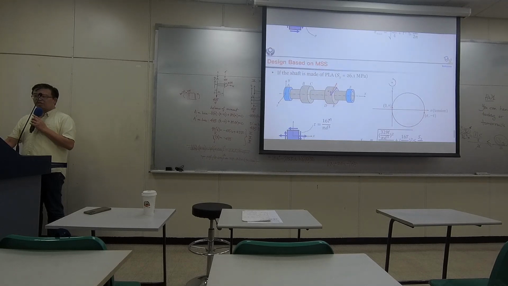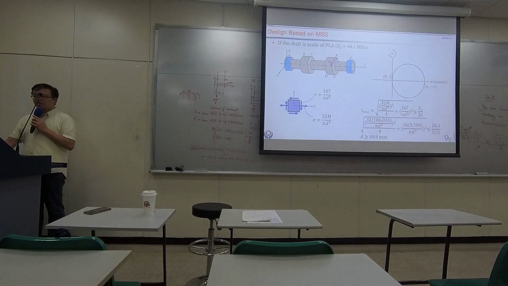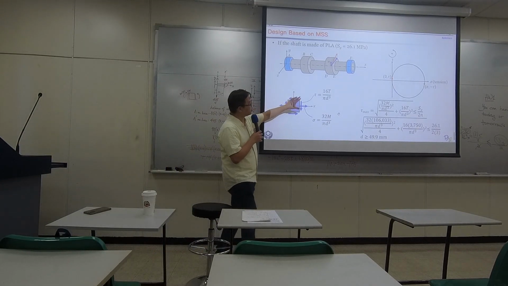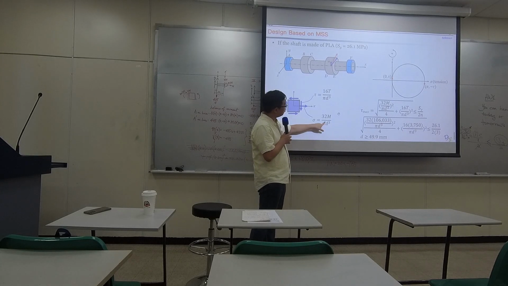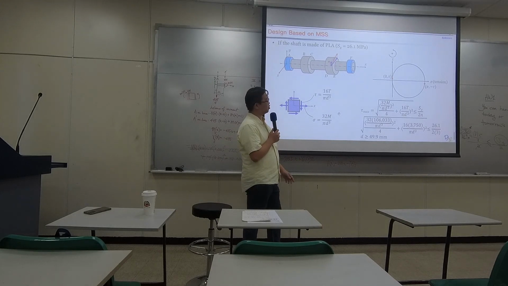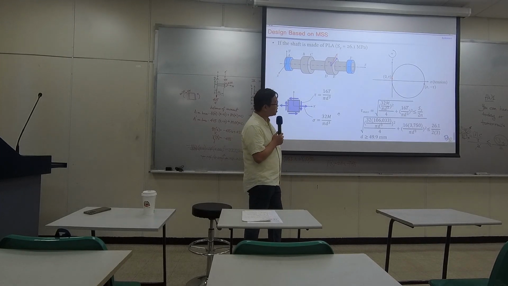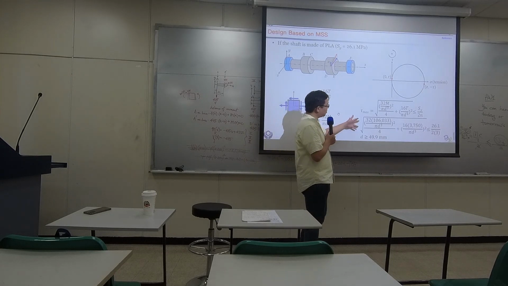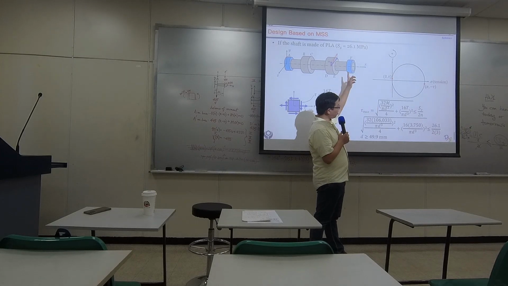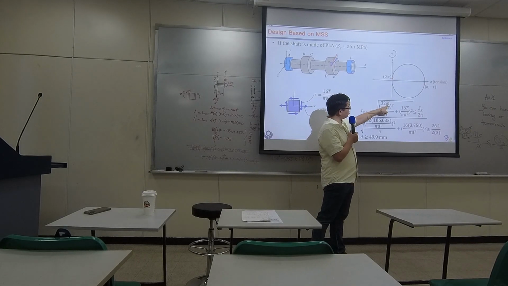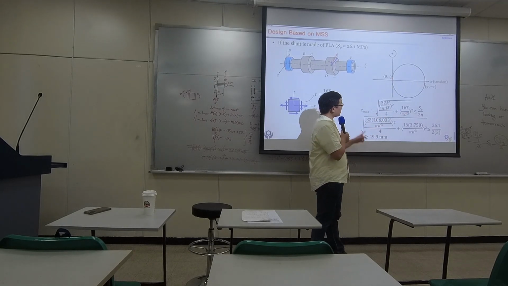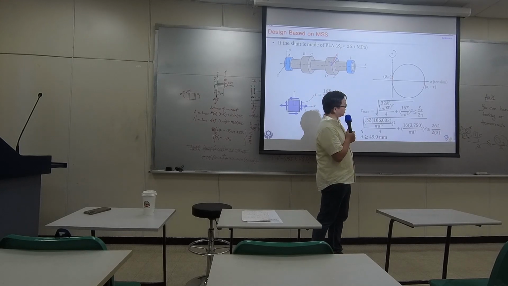Okay, and what you can do next is to plug in your stress equations, the 32M over pi d cubed and 16T over pi d cubed, into whatever you had in the earlier page. So at the end, you can have a more complex equation like this. And from earlier analysis, we already know the moment and the torque carried at this particular position. You can plug in the numbers.